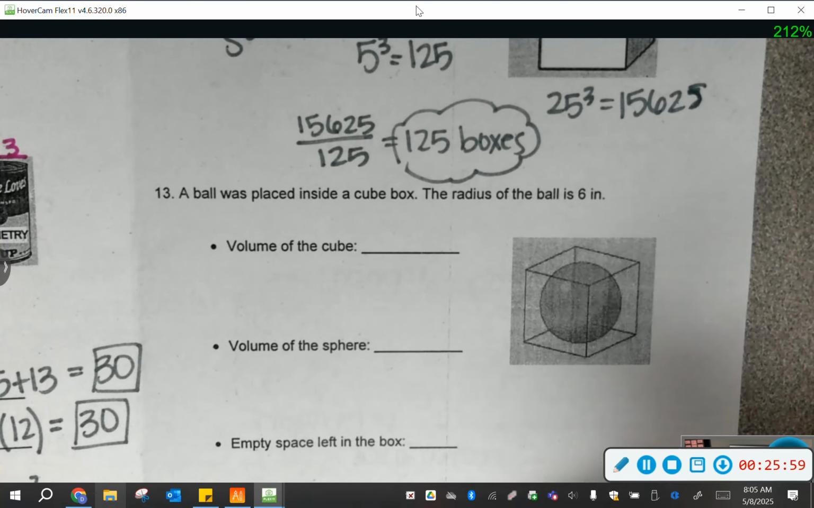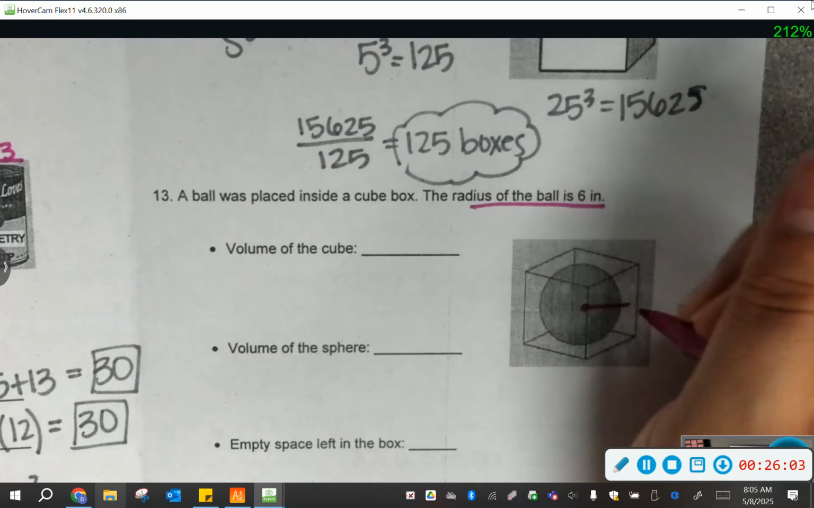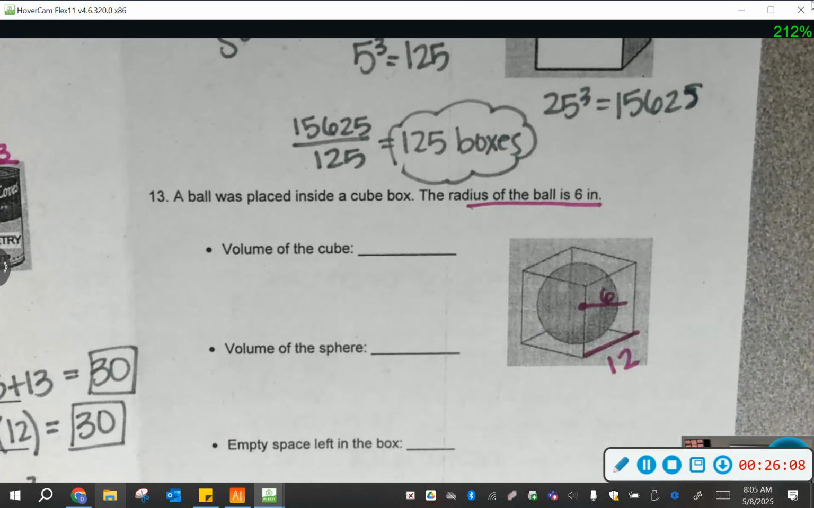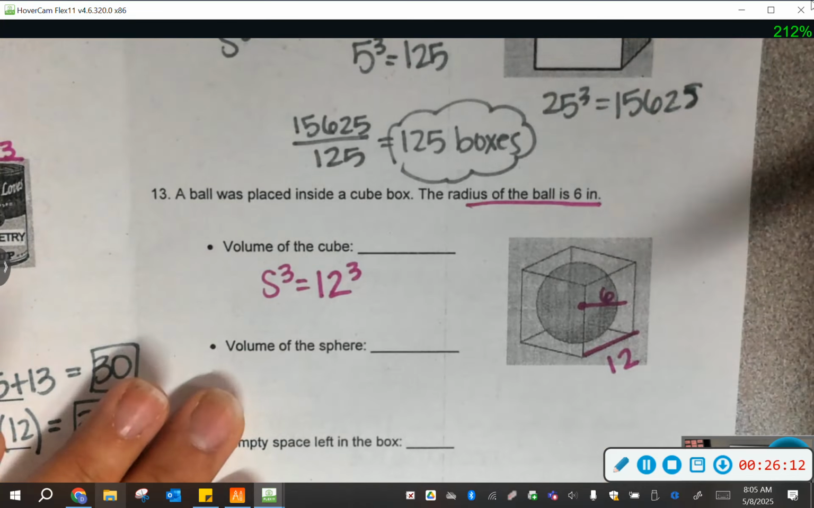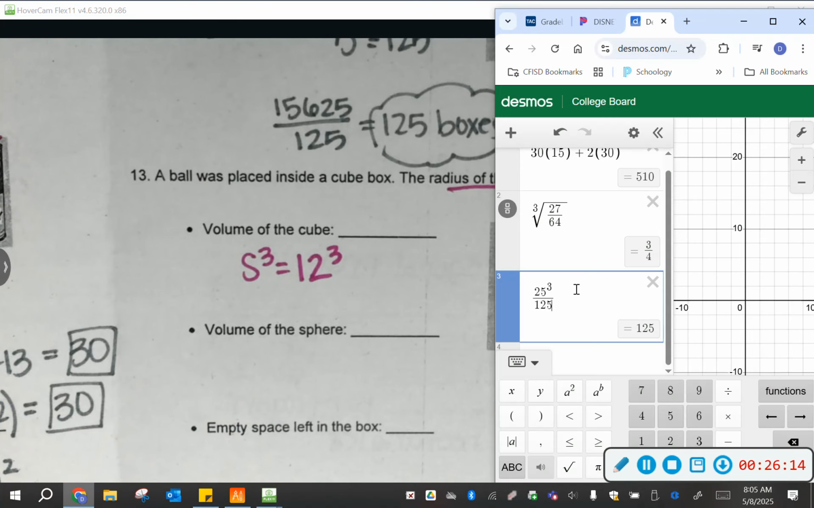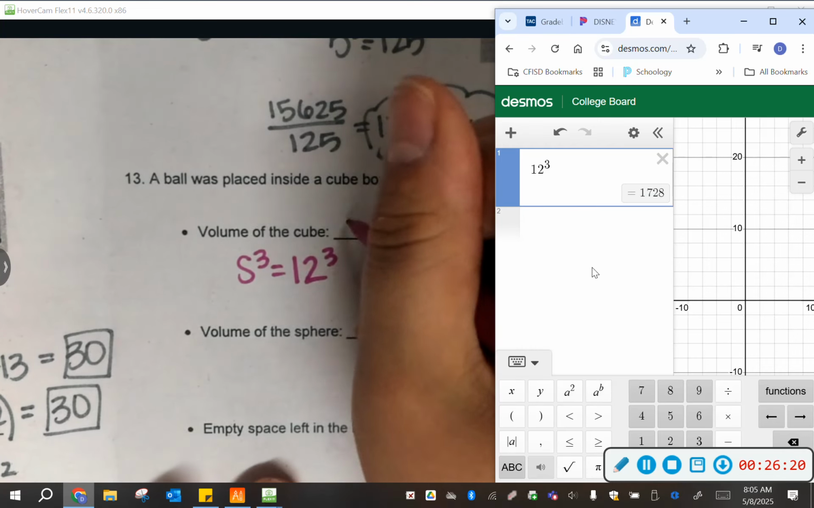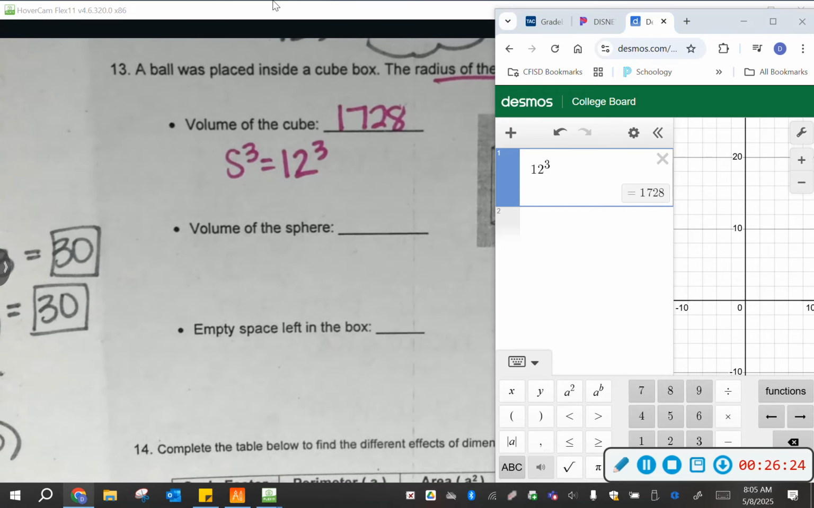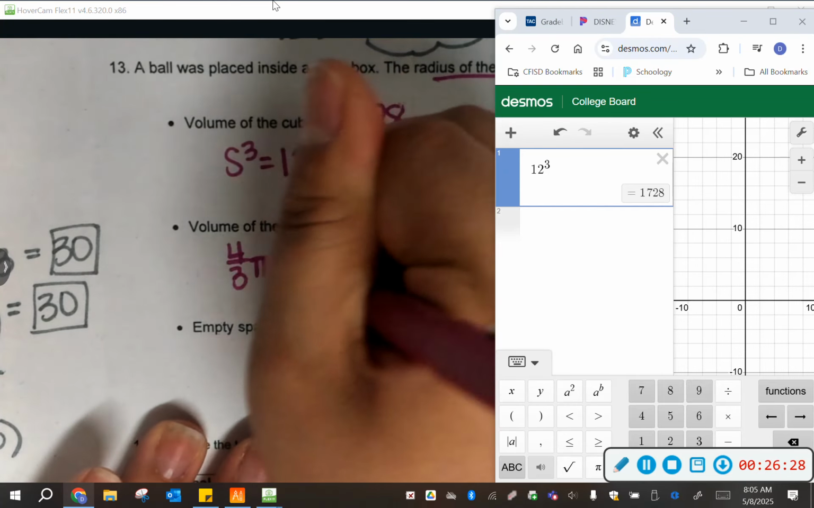Last but not least, I'm still going. It says the radius of the ball is 6. So that means the whole side will be 12. S cubed is 12 cubed, which is 1728. Volume of a sphere is 4/3 pi r cubed.